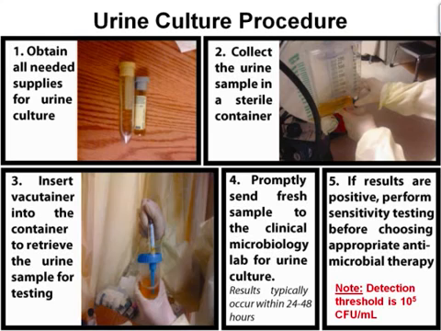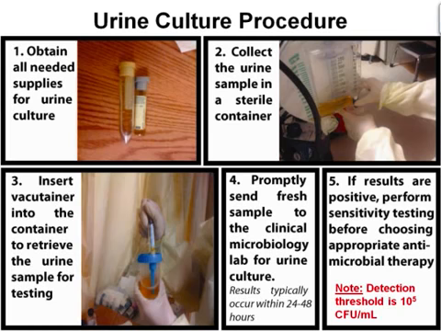Culture results usually can be obtained within 24 to 48 hours. The presence of a single type of bacteria growing at high colony counts, greater than 10,000 colony-forming units per milliliter, is considered a positive urine culture. A culture that is reported as no growth in 24 or 48 hours or less than 10,000 CFUs per mL usually indicates that there is no infection.